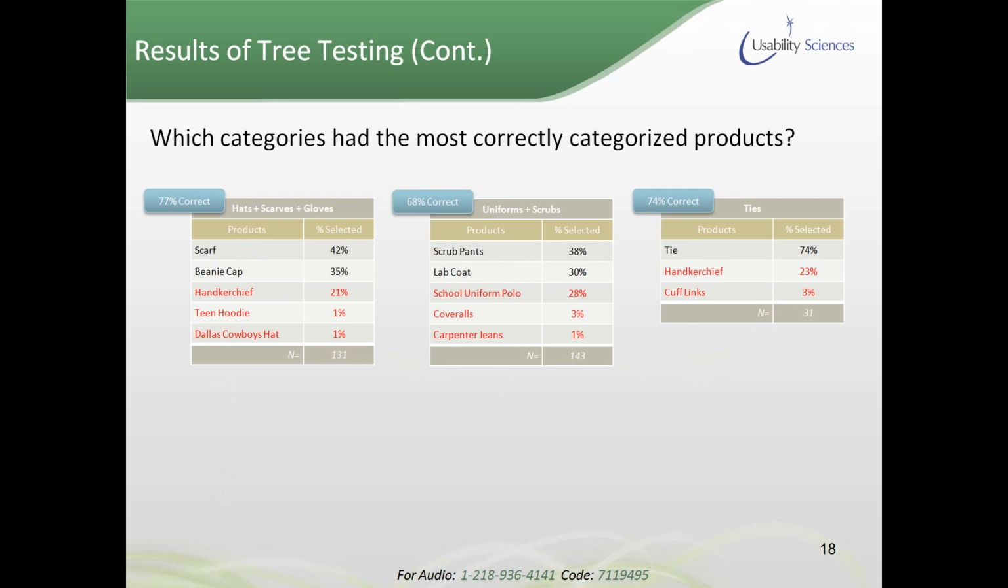In the same vein as we mentioned earlier, you can see a breakout. So in this first example on the left, hats, scarves, and gloves is a category. Here are the products that were placed into that category by participants. The ones in red do not exist there. So you can see that scarves and beanie caps were products that do exist there, and they were placed in that category 42% of the time and 35% of the time, respectively. But you can see that handkerchiefs, 21% expected it to go there, and it wasn't. So again, based on the knowledge you have of your business and your categorization, it really gives you some impactful and insightful data.